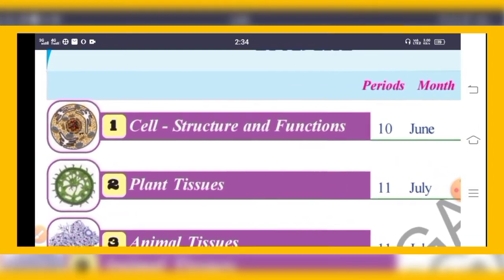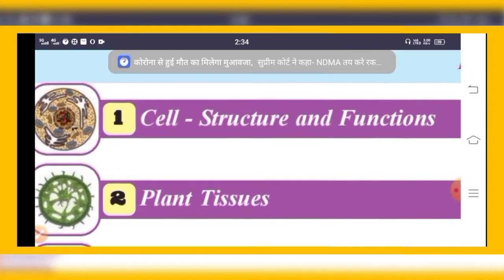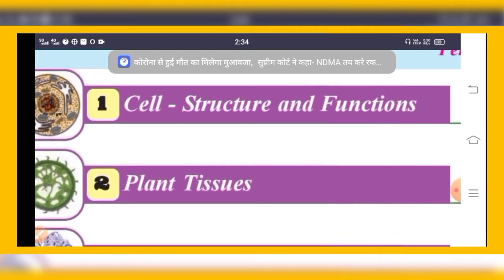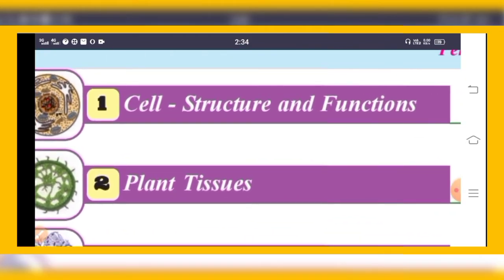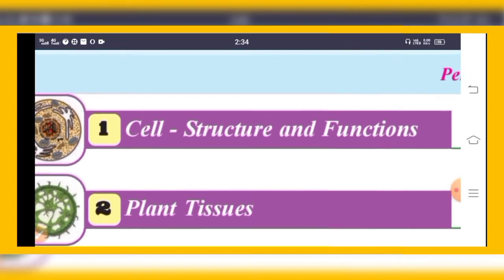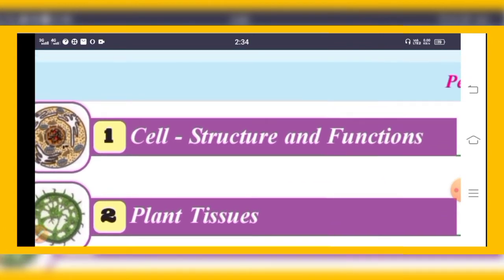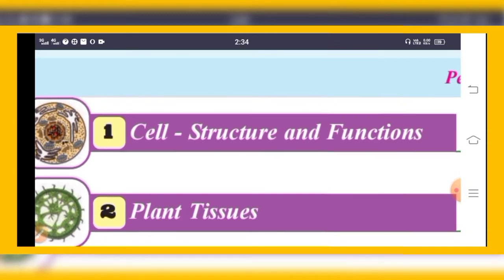The first chapter is cell structure and function. So cell, you know that in Latin it is a small room. All living things start their life with a single cell. We are also coming from a single cell. Our life also started with a single cell, that is called a zygote.